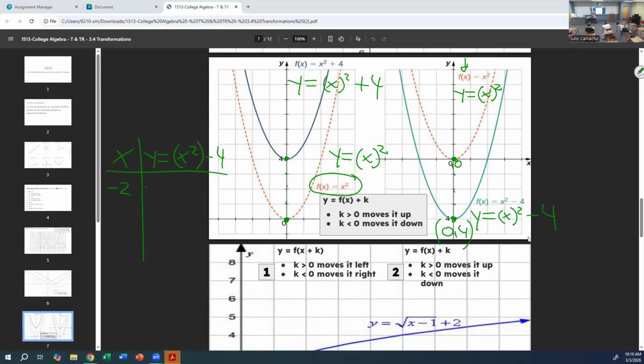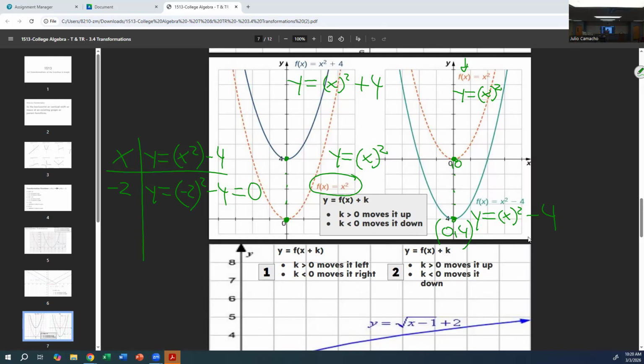So it would be y is equal to -2 squared minus 4. You have -2 squared, which is positive 4. Minus 4 is 0. And that is an ordered pair. Your ordered pair is -2, 0.